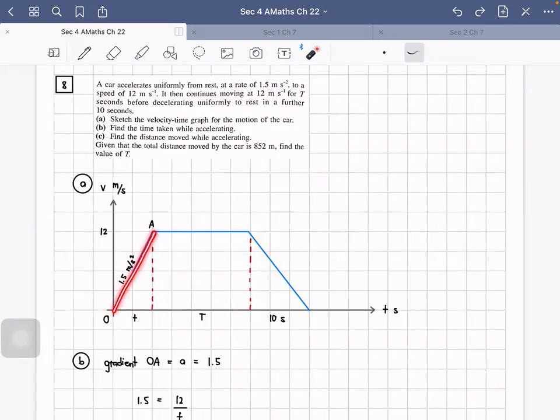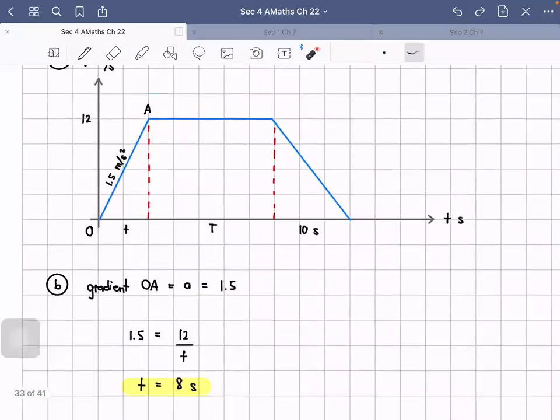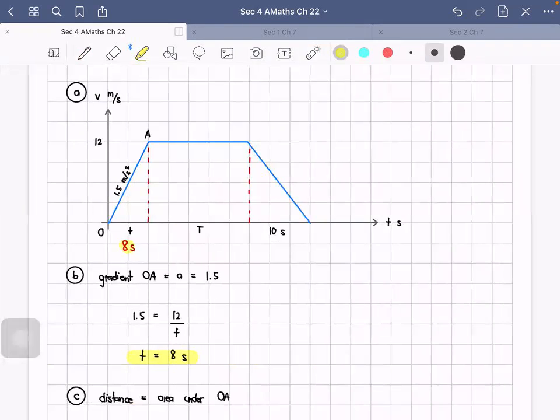Class, you can just take the gradient of OA and then find rise over run, or y over x. So that's what I did here. Since the acceleration is 1.5, the gradient of OA is 1.5 equals 12 divided by t. This is y2 minus y1, no need to compute that, it's already indicated here. This is 12, and this is t for time. This is your x2 minus x1 from the formula. Solving for t, t is equal to 8 seconds. So you can label this 8 seconds, because we will be using that later. So that's letter B. The time taken for its acceleration is 8 seconds.